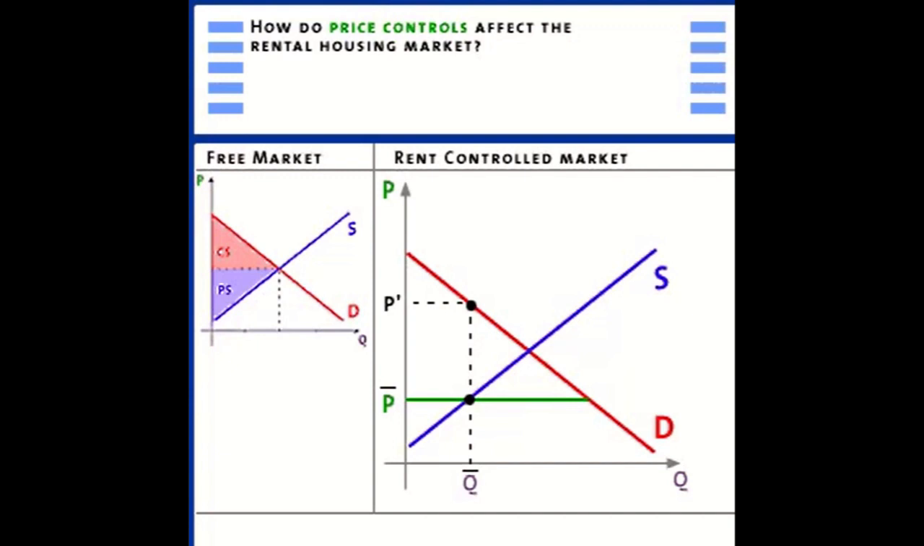All of this area here represents economic value that's been destroyed by the price control. The price control restricts trade as apartments leave the market because landlords can't cover their opportunity cost. And all of these tenants who can't afford to keep up with the competition are priced out of the market. All of these trades are blocked by the price control.